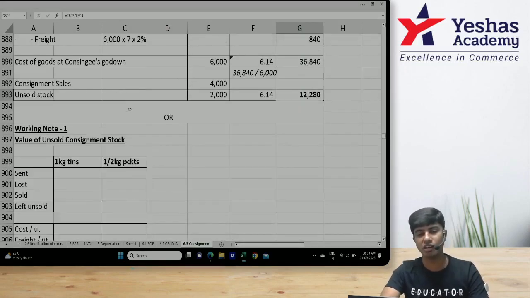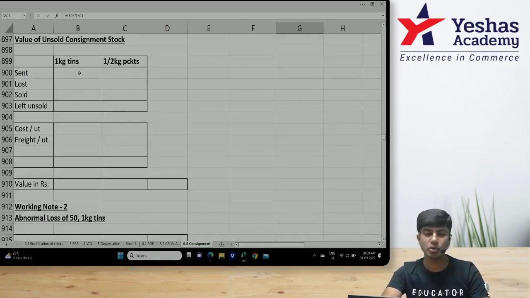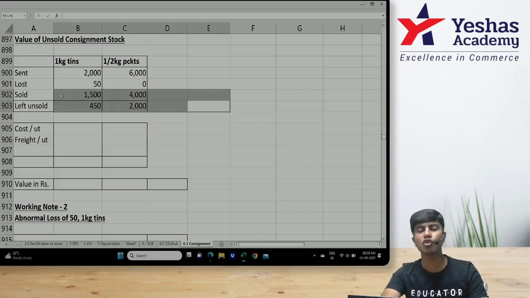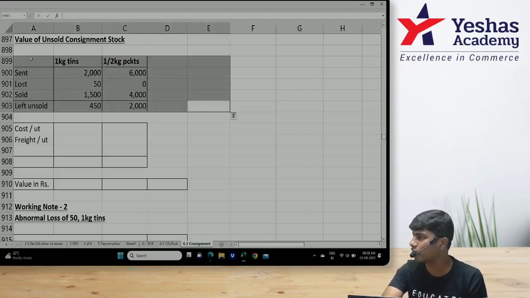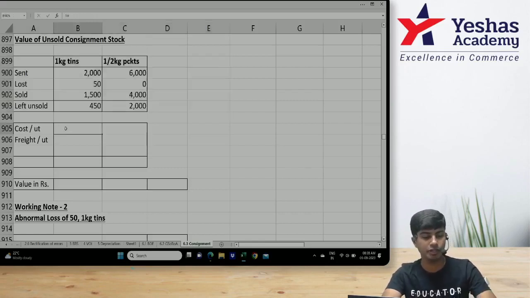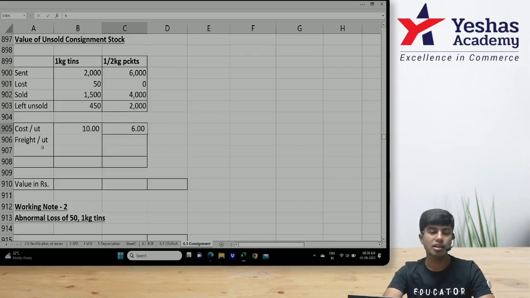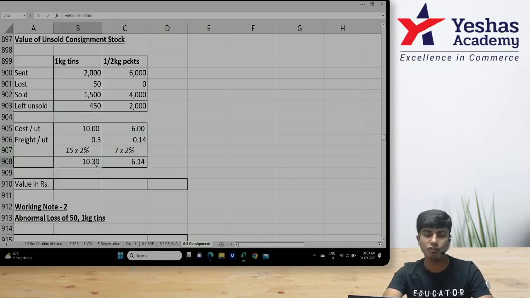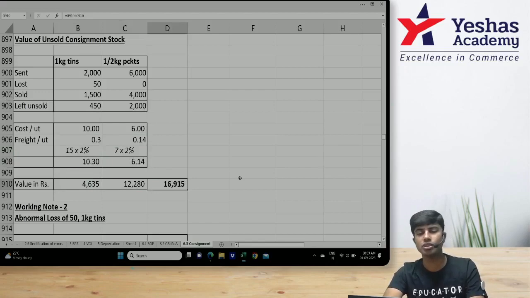Or it can be done even more differently. You can do it per packet. Sent is how many? 6,000, 2000 and 6,000. Lost 50. Here nothing. Sold 1,500 and 4,000. Left packets is 450 and 2000. First compute the number of packets left. This is what we did in the calculator. Cost per unit is 10 and 6. Then selling price into 2%: 15 and 7 into 2%. Here it is 0.3, here it is 0.14. If you add, it becomes 10.3 and 6.14. 450 into 10.3, 2000 into 6.14. Together 16,900.